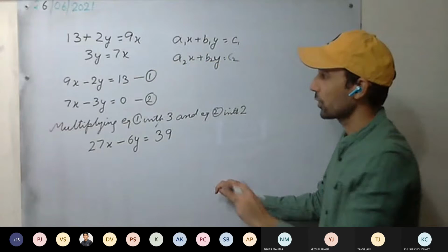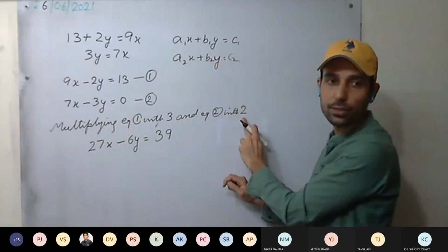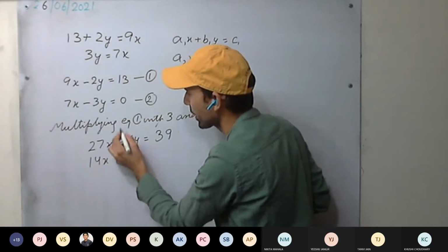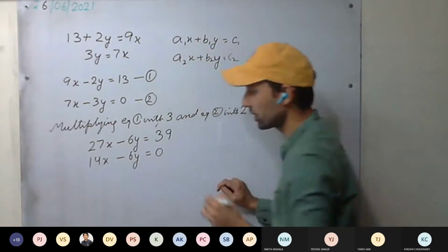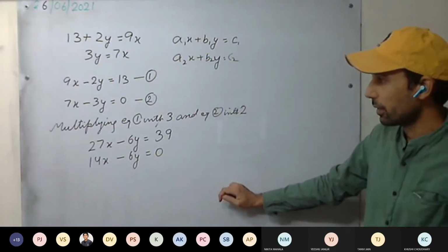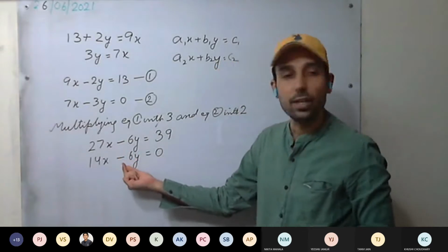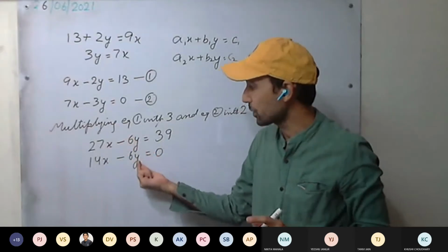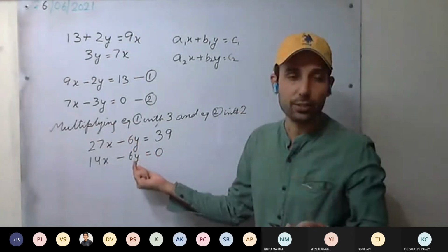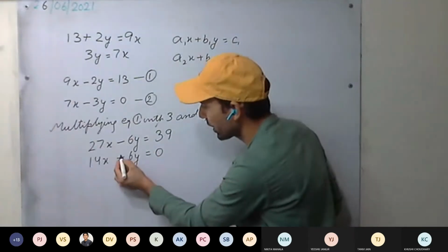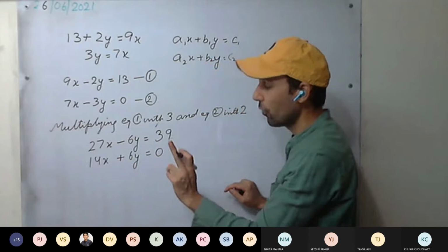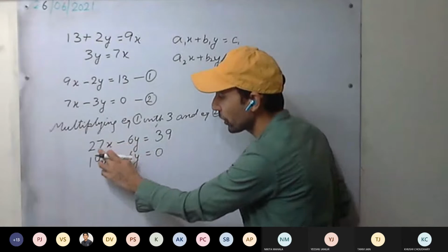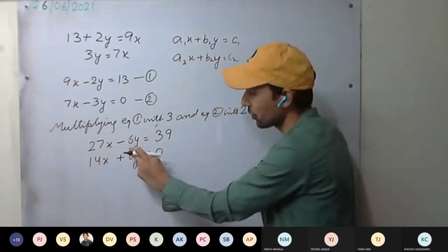Now similarly, the second equation we have to multiply with 2 respectively. It will be 14x minus 6y equal to 0. Now what we are going to do? We have to cancel one of the terms, that is the y terms, either by subtraction or by addition. For example, if it was plus 6y here and minus 6y there, then we would have added these two equations and this would have cancelled.